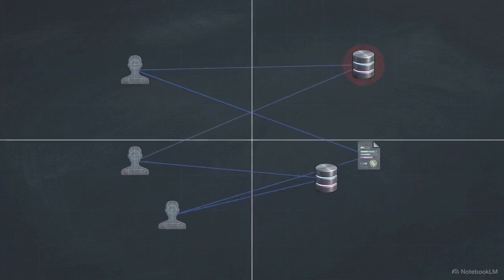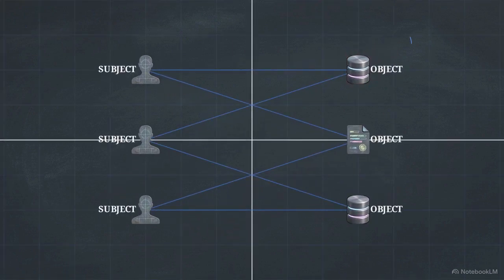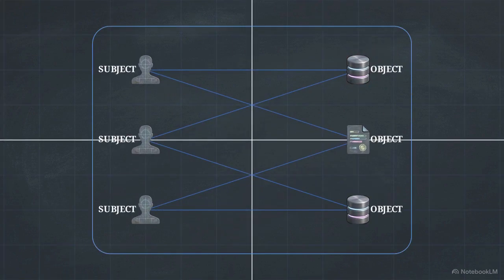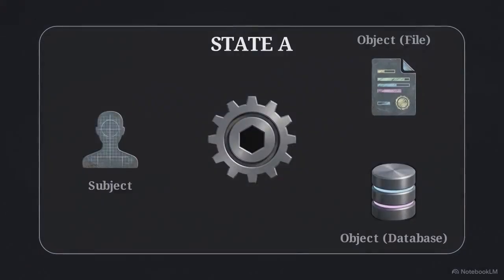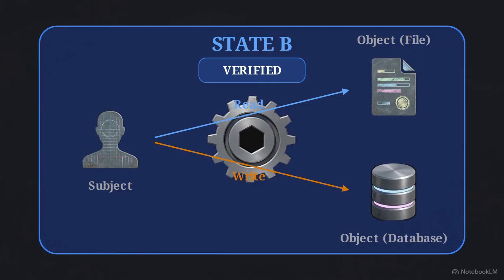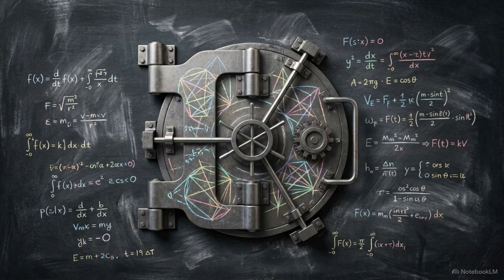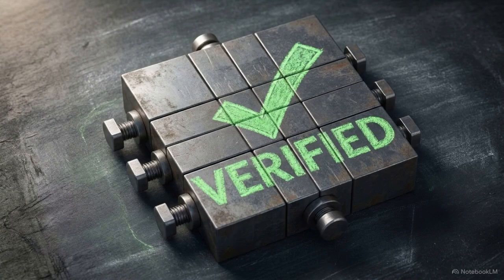But qualitative guidelines alone aren't enough. To guarantee security, the architecture requires mathematical proof. We achieve this by defining the computer system as a state machine. Every time a user reads a file or writes to a database, the system transitions from one state to another. If we can apply strict logical access control models to govern every single transition, we can mathematically prove the system will always remain in a secure state.